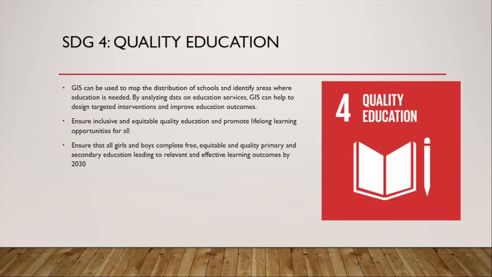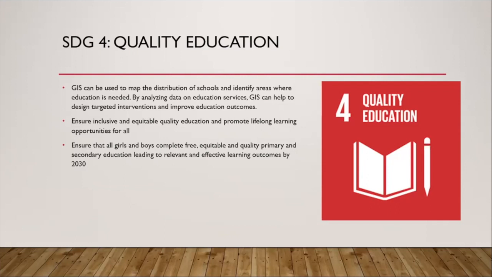Quality education. GIS can be used to map the distribution of schools, and to show that there are inequalities in terms of education. We find that there are areas where we have a population that is well educated, and we have areas where the population is not educated, or they cannot access education at all. So it's only through GIS that we can know where this is happening and what's happening. By analyzing data on education services, GIS can help to design targeted interventions and improve education outcomes. And it also helps to ensure inclusive and equitable quality education and promote lifelong learning opportunities for all.